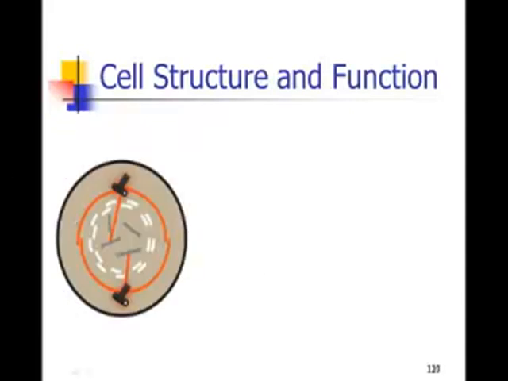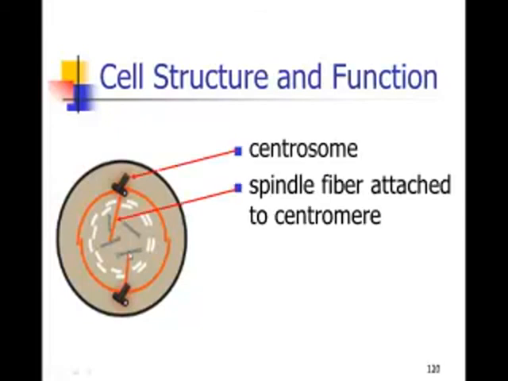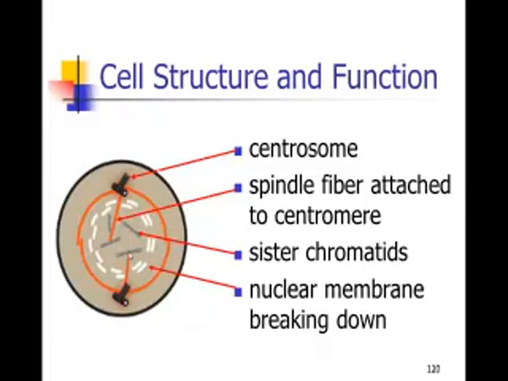So here they are. So there's the centromere right there. I think you can see this looks kind of like a narrow X. Here's also kind of an X with the centromere right in the middle. Okay. So it's the centrosome, the spindle fibers attached to the centromere of the chromosome. They're the sister chromatids forming a chromosome, and the nuclear membrane is broken down.